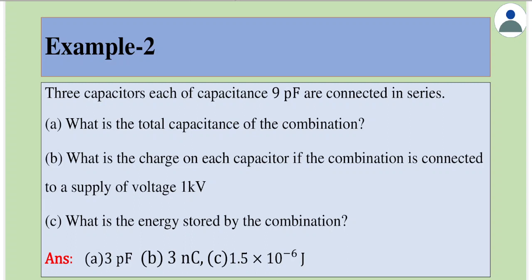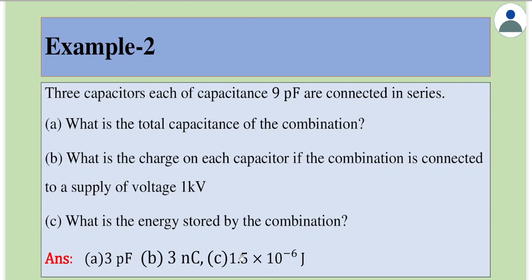Example 2 says 3 capacitors, each of capacitance 9 picofarad, are connected in series. There are 3 parts to the question. Part 1 says what is the total capacitance of the combination. The second part says what is the charge on each capacitor if the combination is connected to a supply of voltage 1 kilovolt. The third part says what is the energy stored in the combination. So let's look at them one by one.